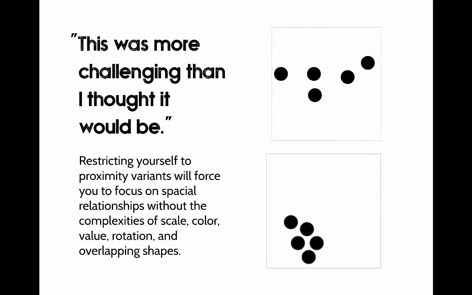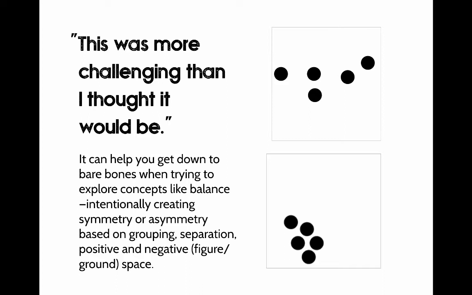And a lot of times people will find that this is more challenging than they thought it would be, because otherwise they almost seem like kind of boring little pictures, right? But if you restrict yourself to proximity variance, it forces you to focus specifically on the spatial relationships without all those other complexities: scale, color, value, rotation, overlapping shapes, right? It really makes you start to think about those spatial relationships, like the concepts of grouping and separation, and how it can become meaningful.